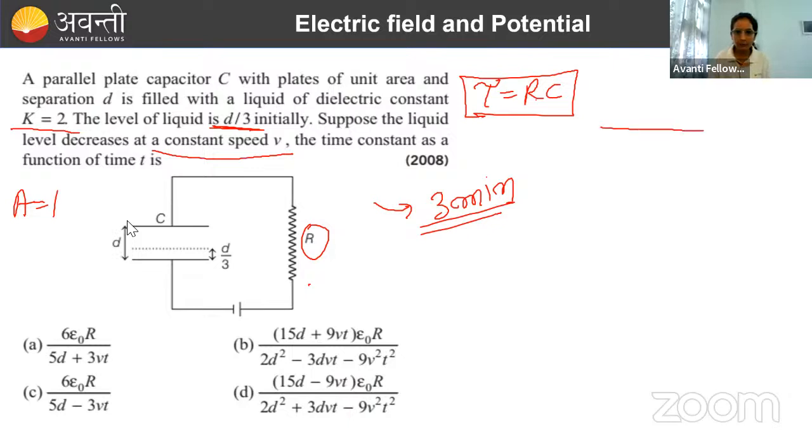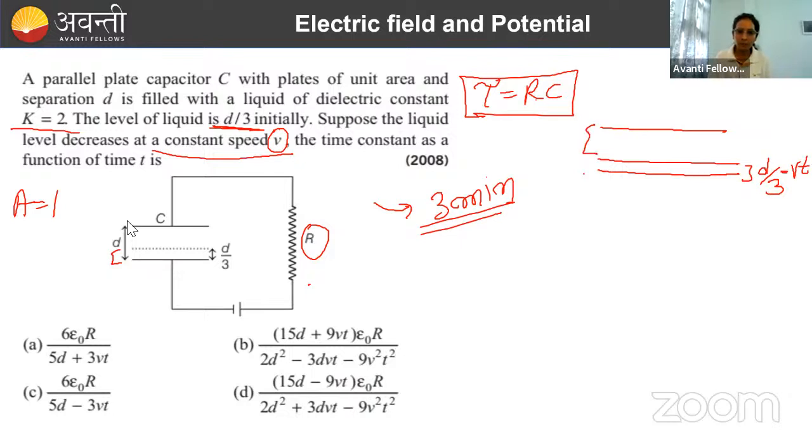So let's draw the capacitor here. So this is the capacitor. Initially, this separation was D by 3. Now it is decreasing with a speed v. That means in time t, a length of vt will decrease. So at any time t, this will become D by 3 minus vt.